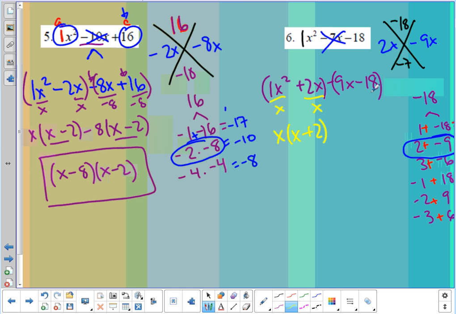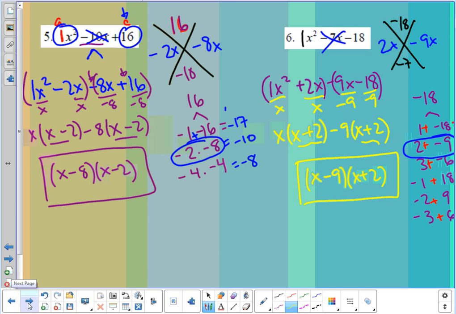And this second group, they're both negative, and I want them both to be positive. So I know I'm going to need to take out a negative, and I can take out a 9. So negative 9, that leaves me with negative 9x divided by negative 9 is positive x. Negative 18 divided by negative 9 is positive 2. x plus 2, x plus 2. So I have x minus 9 as one factor, x plus 2 as the other. Factored form.